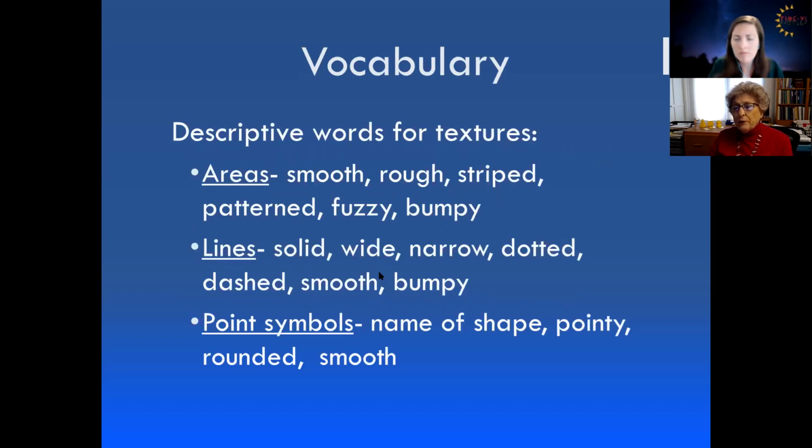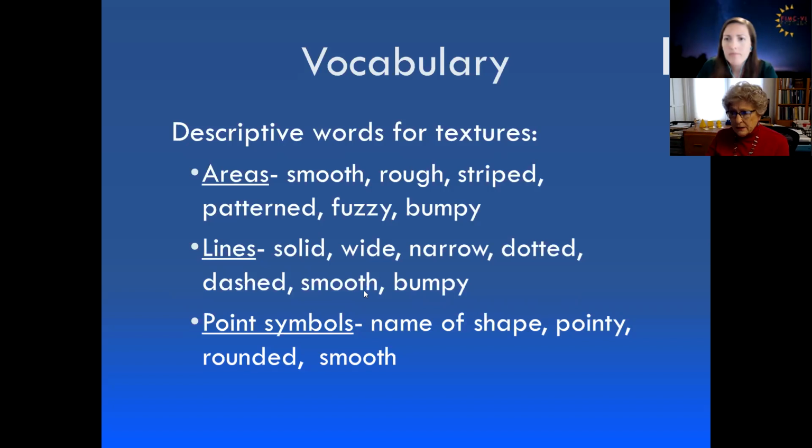Okay, so let's talk a little bit about vocabulary. We should be using descriptive words for all the textures that kids are encountering from the time they're very little. The areas: smooth, rough, striped, patterned, fuzzy, bumpy, whatever the words are that will describe the texture that they're feeling, that they're encountering along the way. These words need to become very much a part of their own vocabulary.